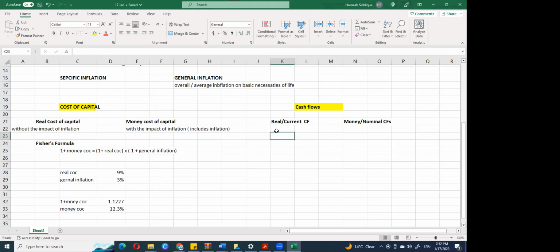In the real cash flow, again, cash flow without inflation. In today's price, they are also called in today's price term. Nominal money cash flows are cash flows with inflation, which are called inflated ones. They're called money cash flows or nominal cash flows.